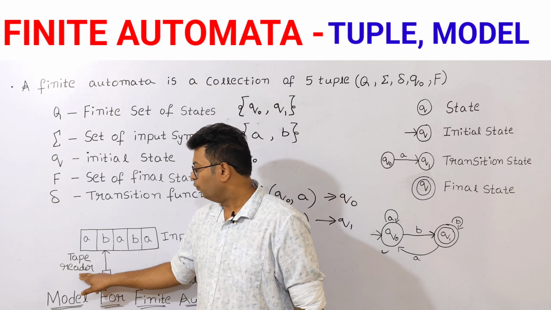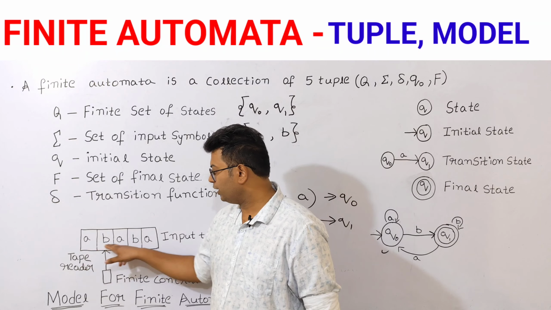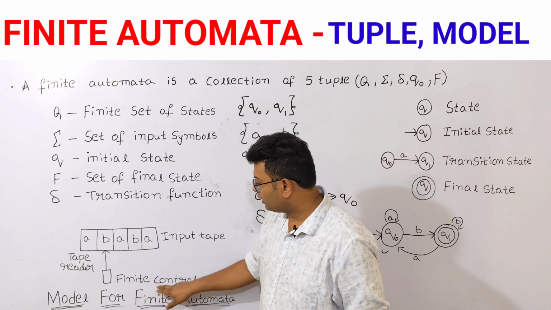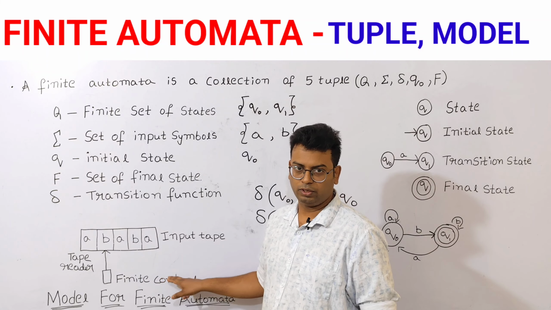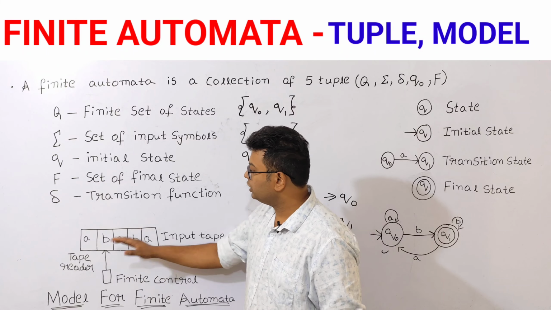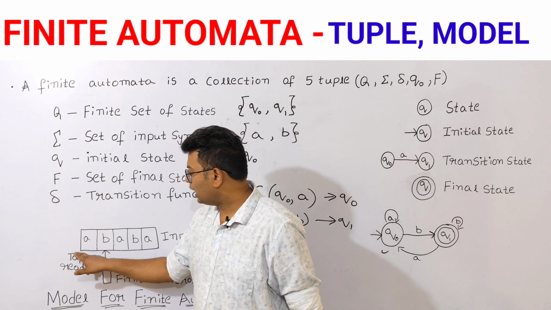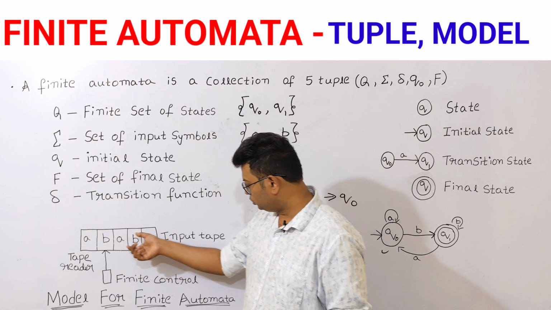And the tape reader, what does it do? It reads the input tape. Whatever the inputs are there, the tape reader reads them. And what does the finite control do? According to the input, it changes the state. It controls the change of state according to the input, and the reading will start from left to right by the tape reader. Always it starts from the left and moves to the right.